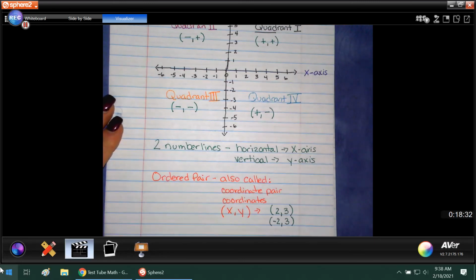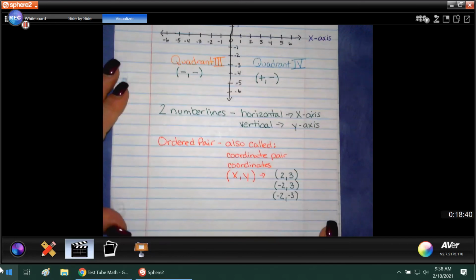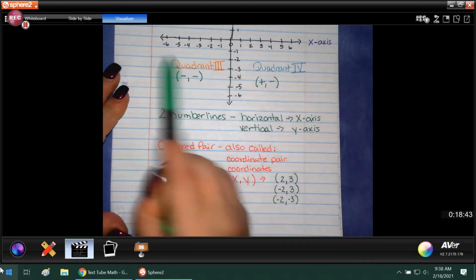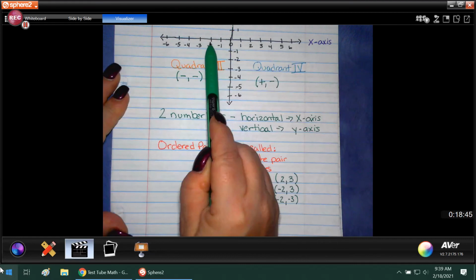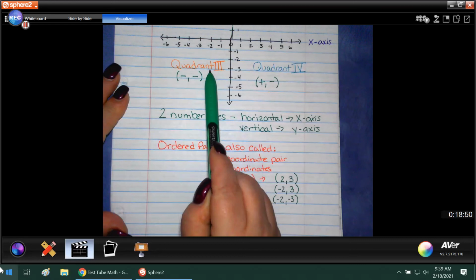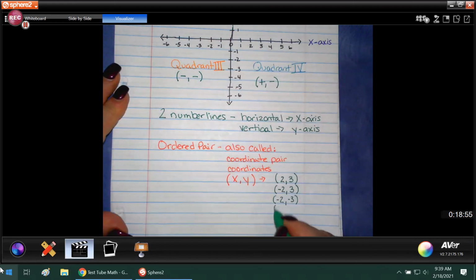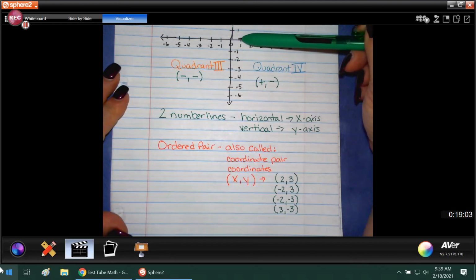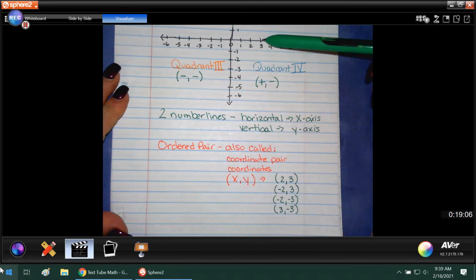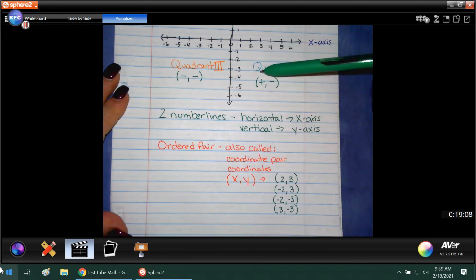All right, it could also look like (-2, -3). So -2 on my x is -1, -2. And then down 3 because it's a negative. 1, 2, 3. So I would graph it here. And then it could also look like this: (3, -3). +3, 1, 2, 3. -3, 1, 2, 3. I would graph it here.